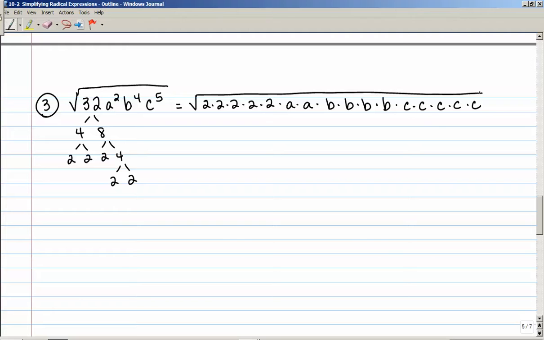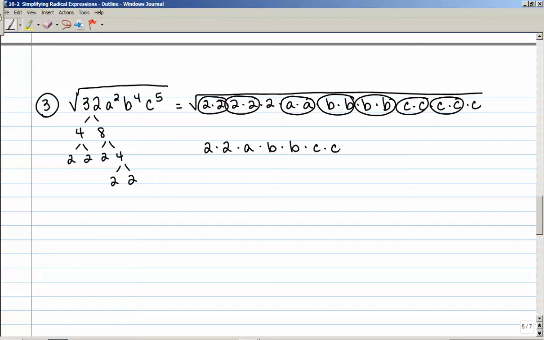So there's a complete prime factorization of my expression. Now I'm going to buddy them up and bring them out front. There's a 2. There's another 2. There's an A. There's 2 B's. And 2 C's. Each one of those pairs becomes one out front. And then what I'm left with underneath is I have a 2 and a C. Cleaning that up a little bit, that's going to be 4A B squared C squared square root of 2C.